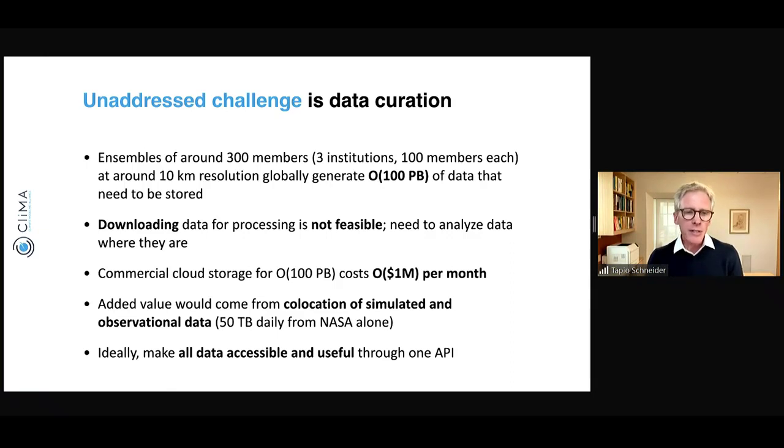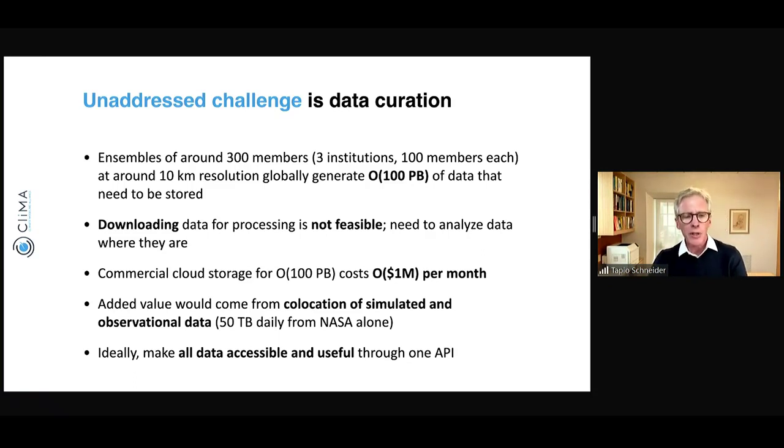And the challenge here is that we have no viable model currently for storing the data, making them accessible and useful. In the commercial cloud, storing those data would cost about $1 million per month. It's really expensive. And we have in the government no clear model for how to provide the data in such a way that they can be analyzed where they are, because that's what needs to happen. I think that's an important topic that has no solution yet and has not perhaps seen the discussion I think it deserves.